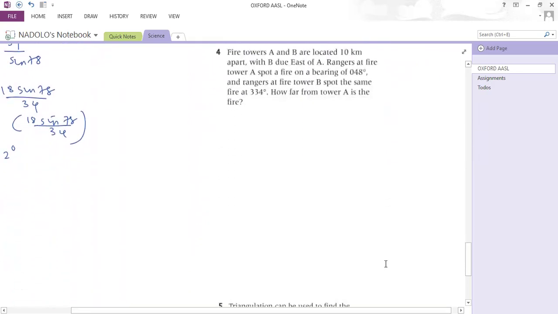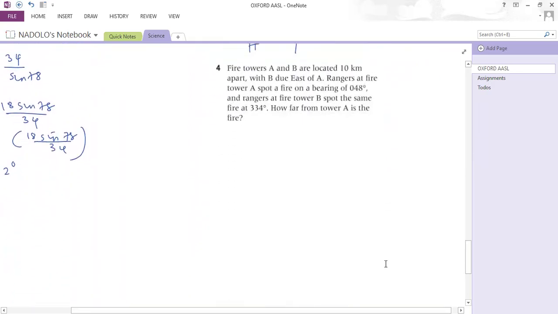Quite amazing. Number 4, fire towers A and B are located 10 kilometers apart. So if this is the level ground, and this is tower A, and then this is tower B.